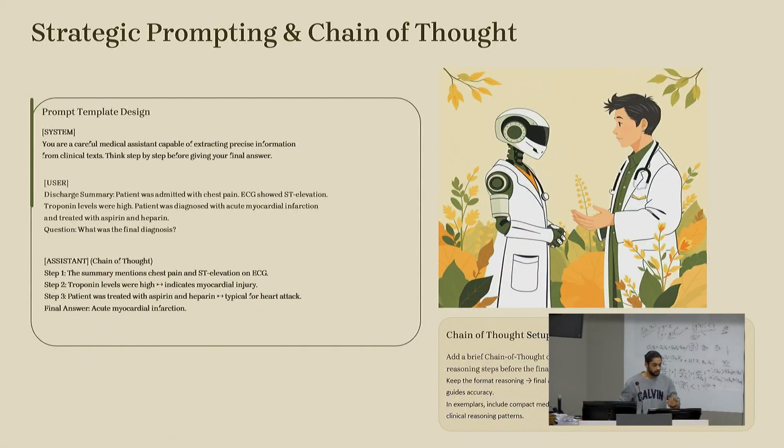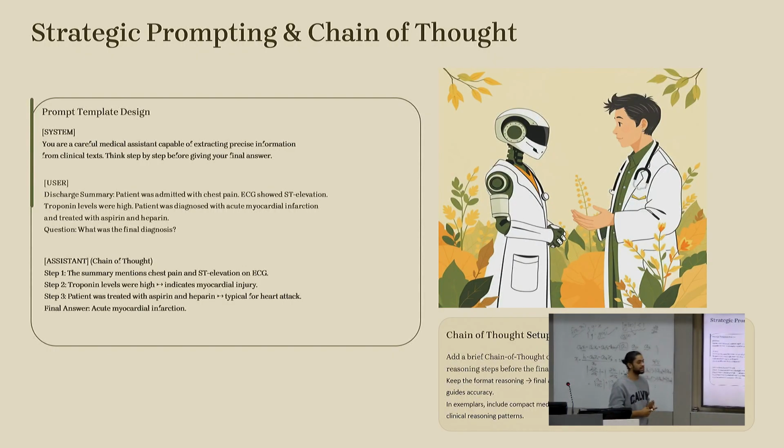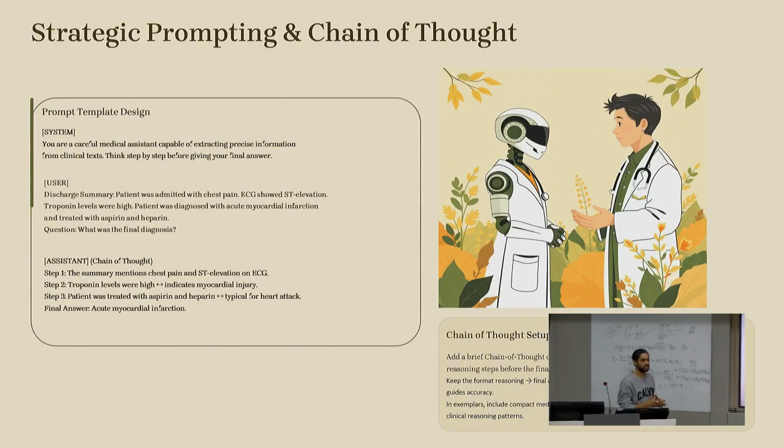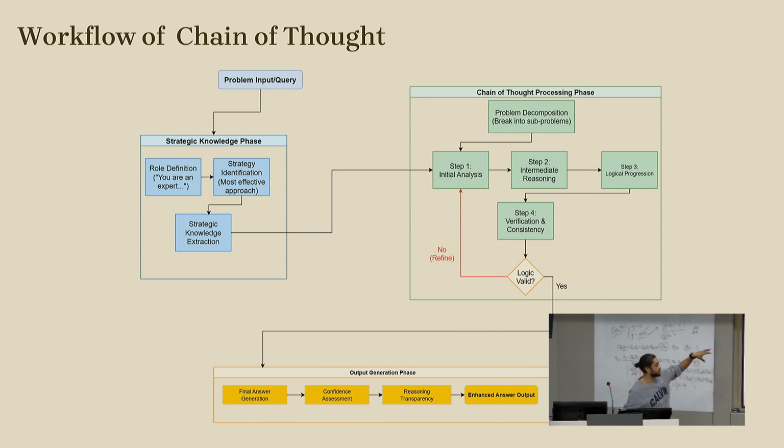Okay. So let's move on to chain of thought. In chain of thought, I first use a system prompt. In the system prompt, I clearly define for my model how to do the reasoning and which patterns to follow. So this is the workflow diagram of chain of thought. You can see here how chain of thought works entirely.